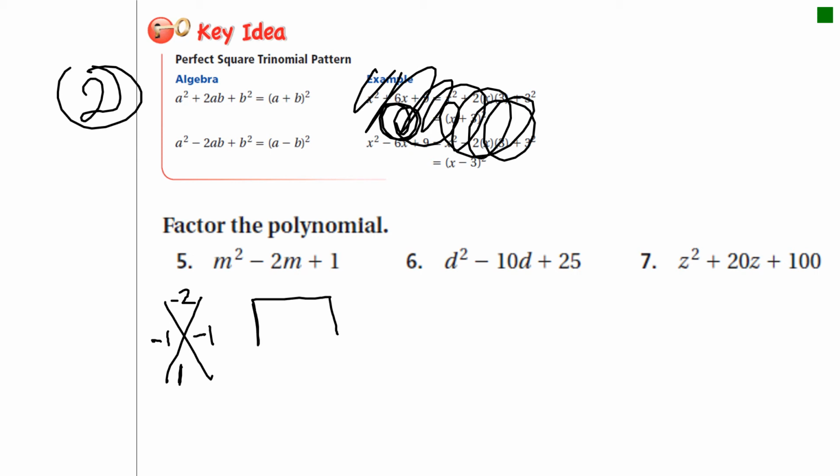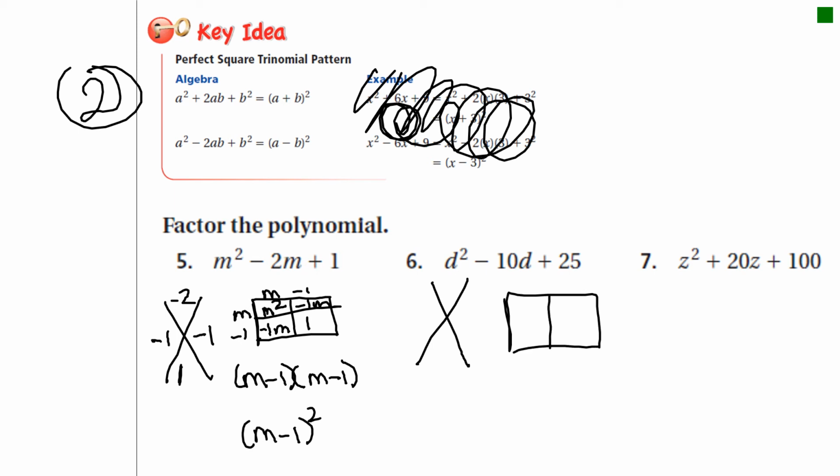So let's go ahead and box it. M squared goes here, 1 goes here. Between these two, we're going to have -1m, -1m. All right, m is our greatest common factor, and then -1 and -1. What happened with this perfect square trinomial pattern is that you have the same binomial repeating, and we actually usually write it this way. And you did it. Okay, let's go to 6.